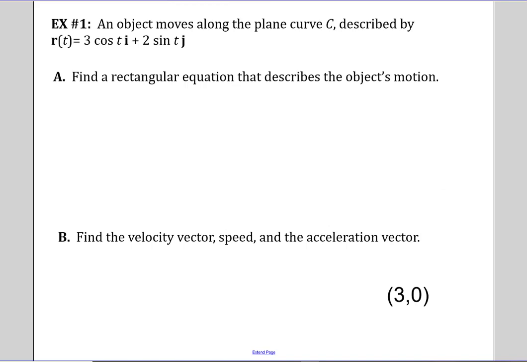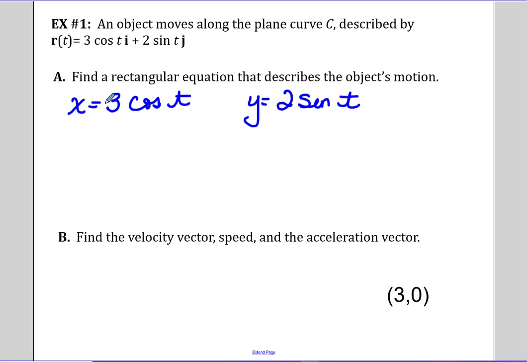In example 1, if an object moves along the plane curve, C, described by the vector function r of t given here, we want to find the rectangular equation that describes the object's motion. So in linear combination form, the x motion is described as 3 cosine of t, and the y motion, or the vertical motion, is described as 2 sine of t.